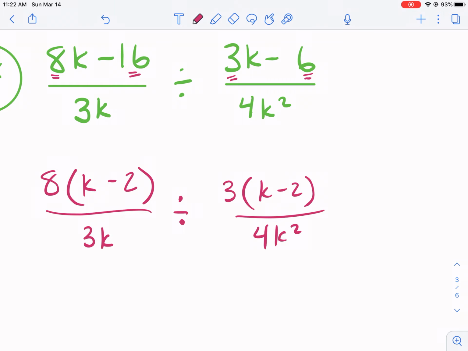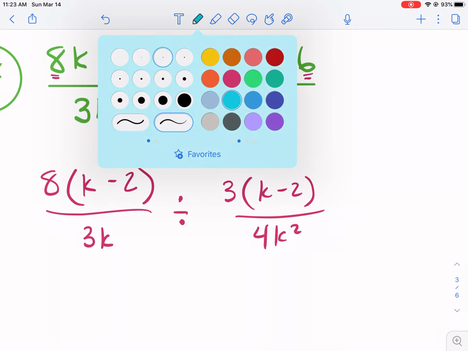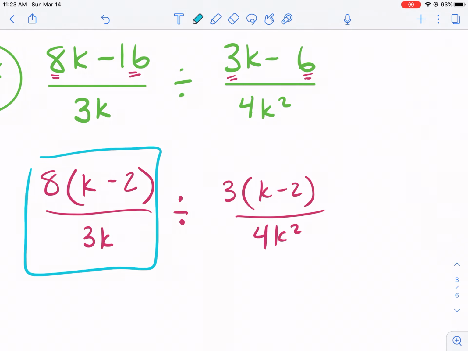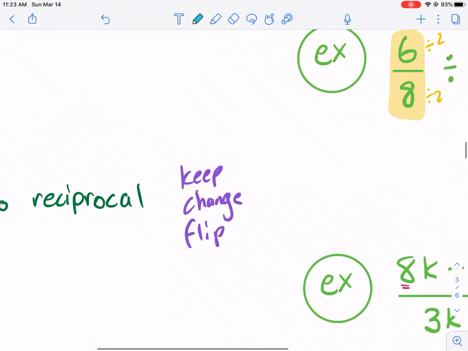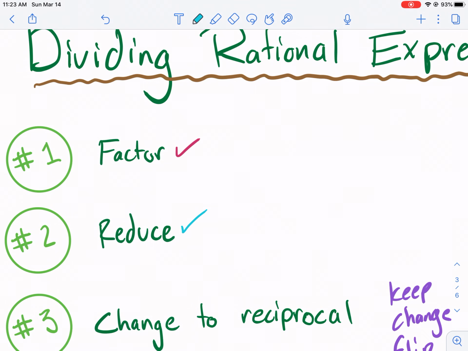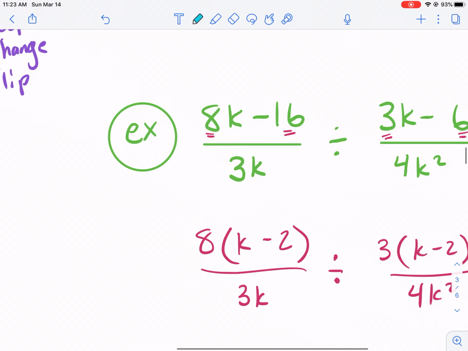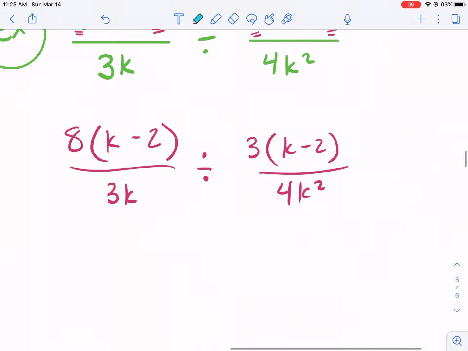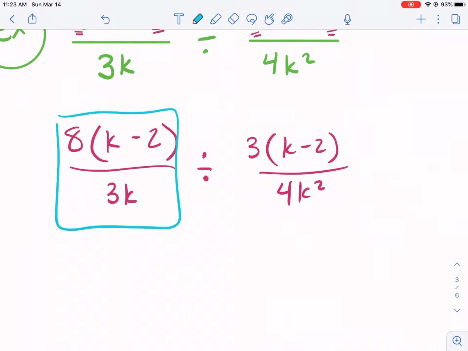I'm not seeing anything that's going to cancel in the top and bottom. When we're talking top and bottom, we're talking about each fraction by itself. Looking at each fraction by itself, there's nothing to cancel in the top and bottom. So really, there's nothing to reduce this time. Change to reciprocal. Now this is the keep, change, flip. We're going to keep this, we're going to change this, and we are going to flip this.